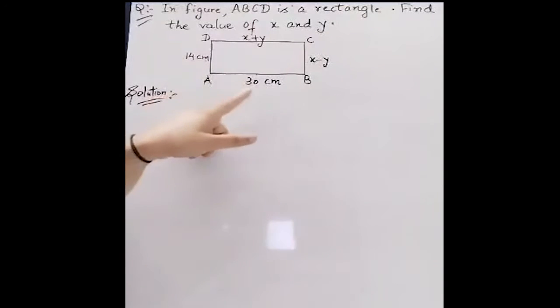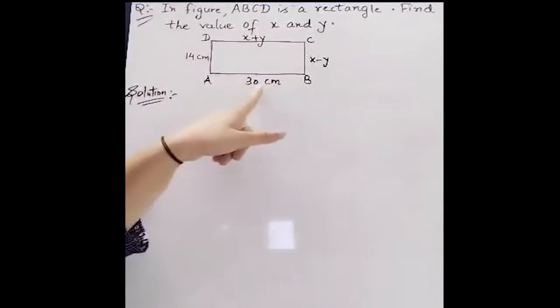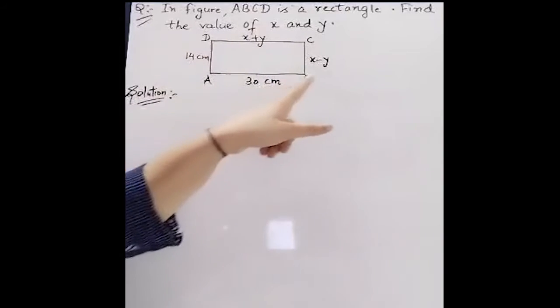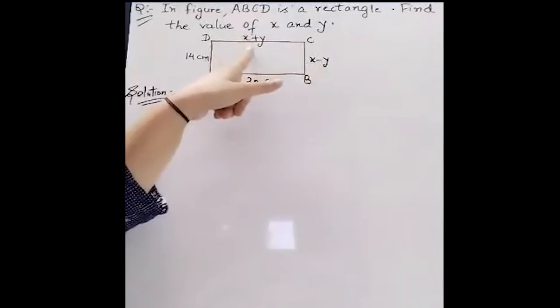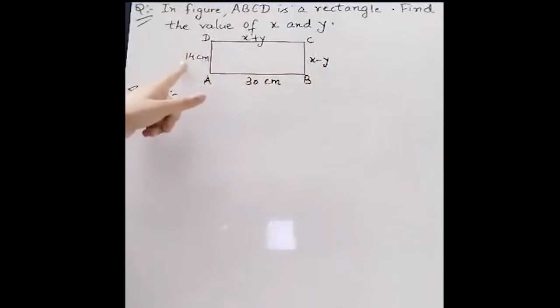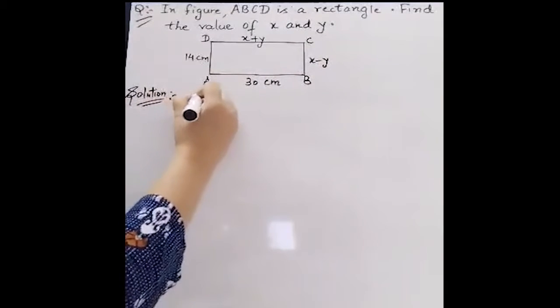So how to find the values of X and Y? Firstly, in this rectangle, we have also given the sides of this rectangle. AB is equals to 30 centimeter. BC is equals to X minus Y. CD is equals to X plus Y. And DA is equals to 14 centimeter. So, let's start the solution of this question.